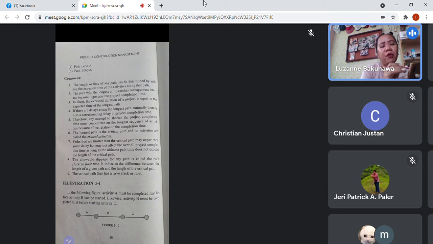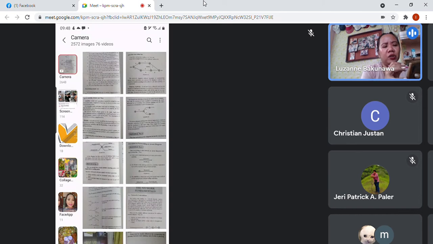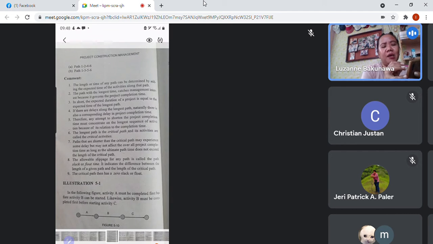2 to 4, 3 weeks. 4 to 6, kanang 7 weeks. So, makuha nimo ang duration. So, mao na ang 5 plus 3 plus 7. So, 15 weeks. So, mao na siya ang duration sa imong first path.